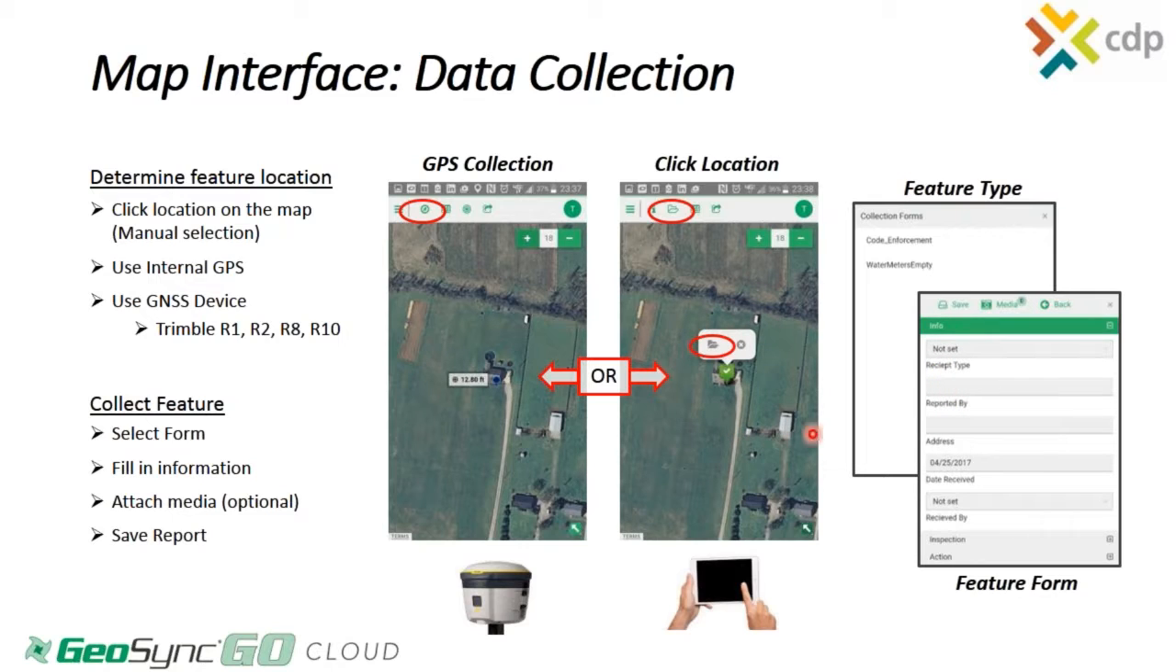So you can manually select on the map, or you can use GPS. Either way, once you do the folder, the new report, or the collect GPS location, you'll get your feature type list. Pick your feature. You'll get the report form. Fill out the information. Click save. You got it.